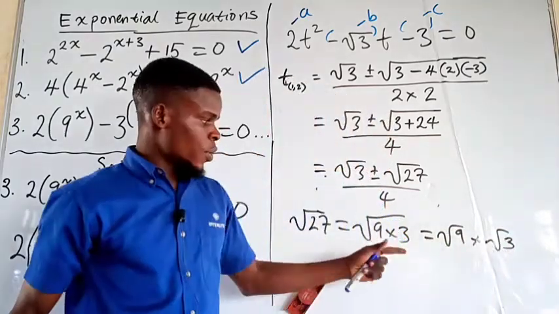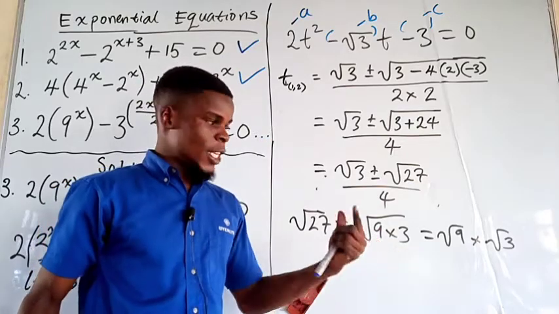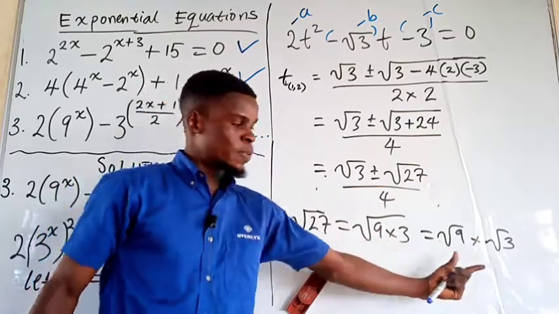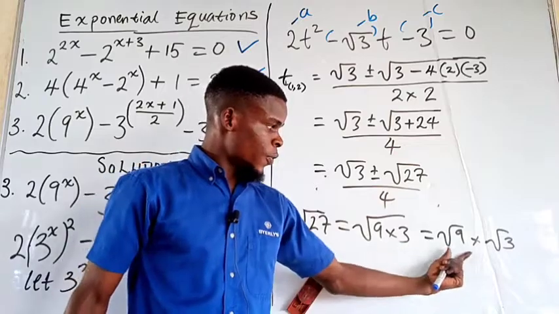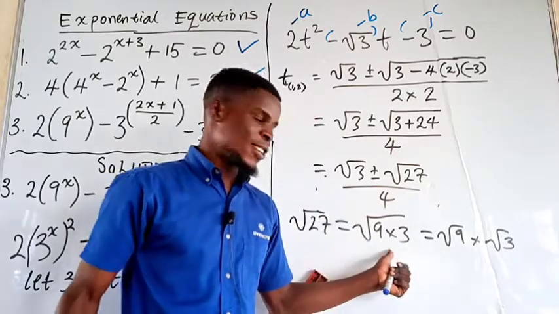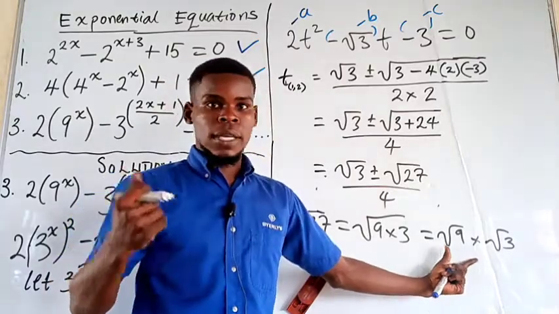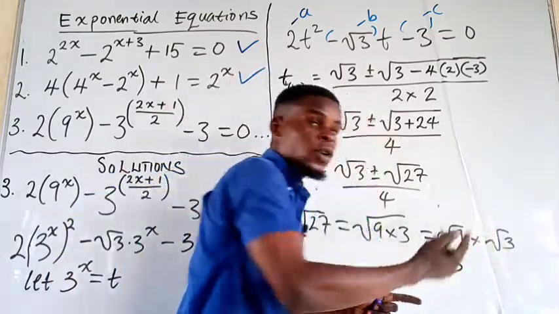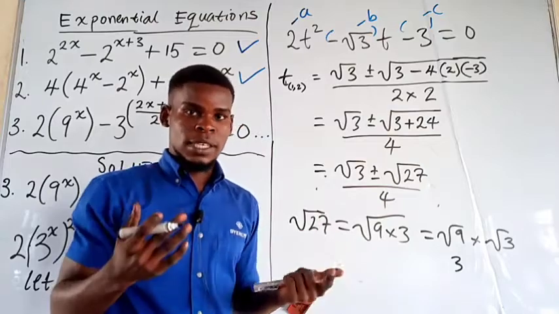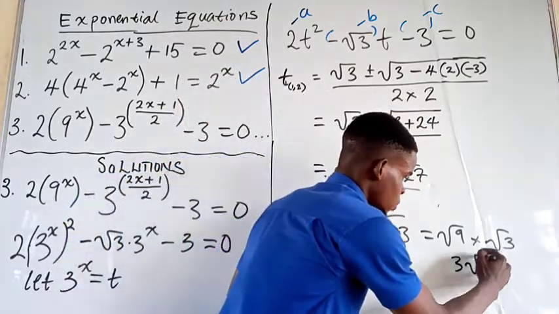Okay, so when you have the square root of a product of numbers like this, it is possible, because this is a product, to split them. So you take the square root of the first times the square root of the second. If it was addition, you don't try this, alright? So the square root of 9 is 3, times the square root of 3, which can't be reduced further. It's an irrational number at that state. So you just put this down.